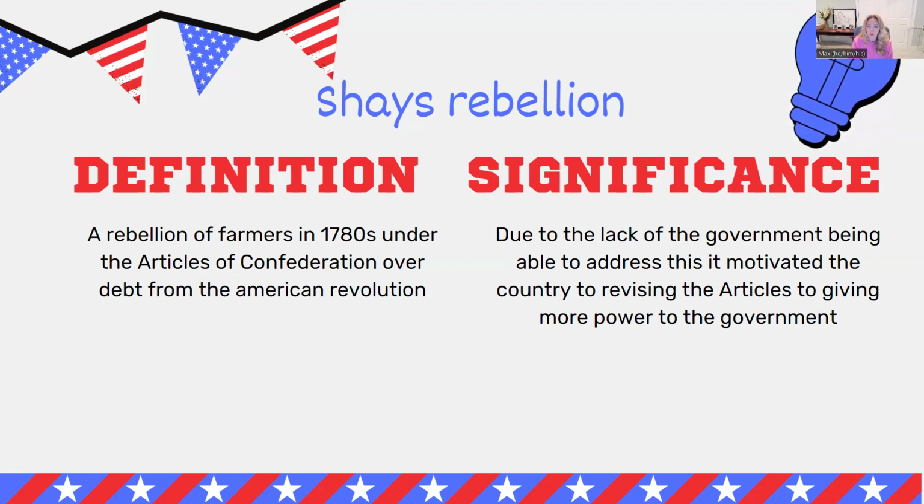They were mostly patriots, whereas the South was mostly loyalists, because they're culturally tied to Great Britain more, economically tied to them more, all that stuff. And so the government's inability to do anything about the farmers in Massachusetts overtaking the courthouse made people think, maybe this government is too weak, and maybe we need to give it more power. And so it motivated the country to revise the Articles of Confederation and give more power.